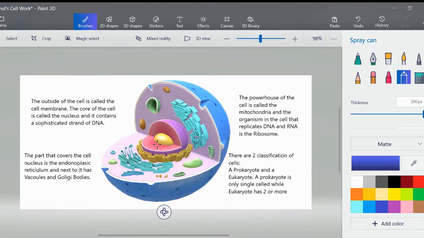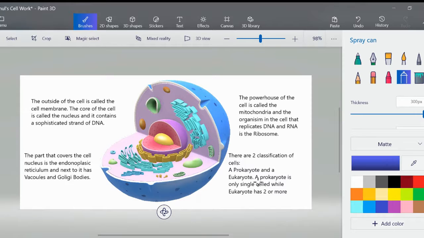Just to tell you, this is not actually how a cell looks, okay? This is just an animation based on what the parts are, but it doesn't really look like this. So, a ribosome, now you know that. There are two classifications of cells. I told you that this is a prokaryote. A prokaryote and a eukaryote. There are two classifications of cells, a prokaryote and a eukaryote.